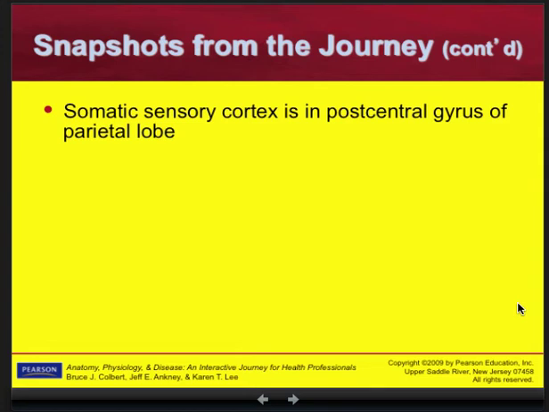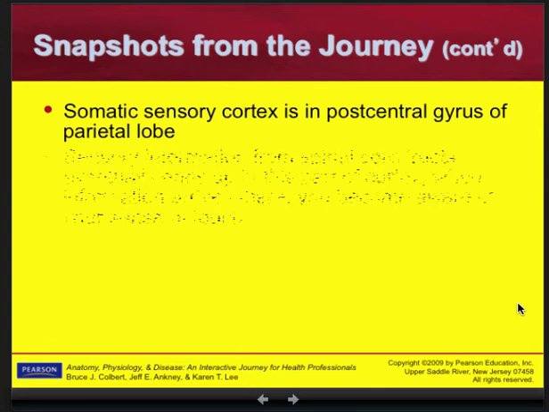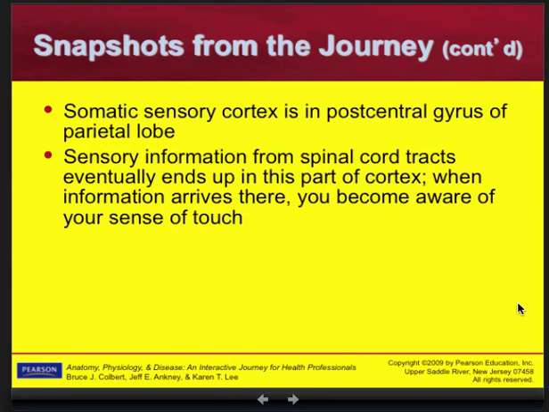Somatic sensory cortex is in the postcentral gyrus of the parietal lobe, and the sensory information from spinal cord tracts eventually ends up in this part of the brain, the very superficial-most portion that is just behind the central sulcus. When information arrives there, you become aware of the sensation.